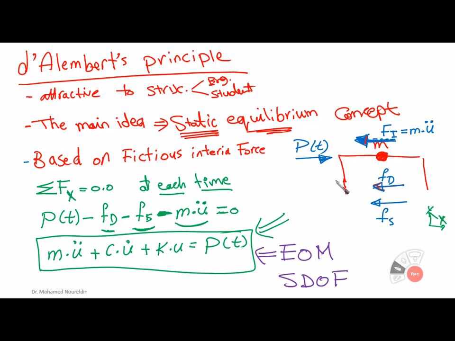Okay? So when we put all of them together, we take the equation of motion to be the static equilibrium equation, sum of forces in x equals 0. As you can see, we have all of these forces with their directions. This means that if we put them in one equation, we can obtain the same equation that we obtained using Newton's second law. So this is the equation of motion for a single degree of freedom system.